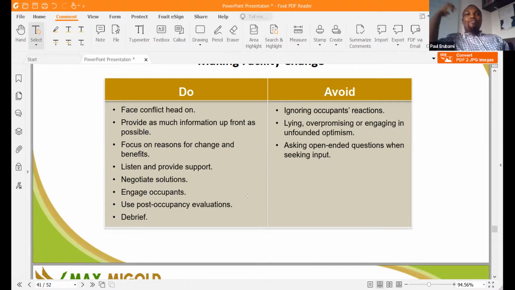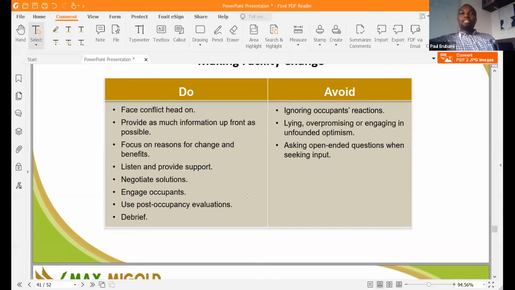Things to avoid: avoid occupant reaction. Lying is very wrong. I've experienced in facility management that some organizations encourage their employees to lie to their clients. You overpromise during the contract process, you promise heaven and earth to your client, then at the end of the day, you cannot deliver. Then you have to start encouraging your employees to start lying. It's a big no-no. As a professional, it doesn't speak well of your professional ethics.